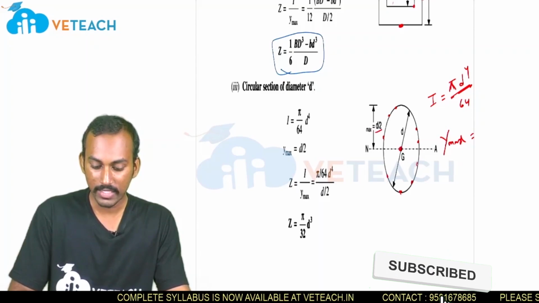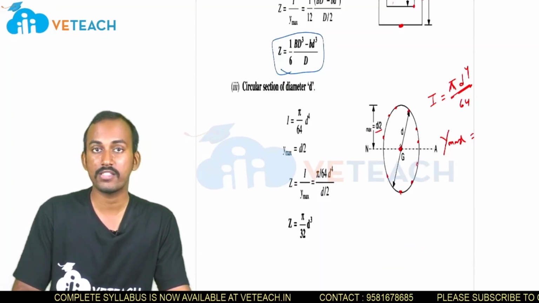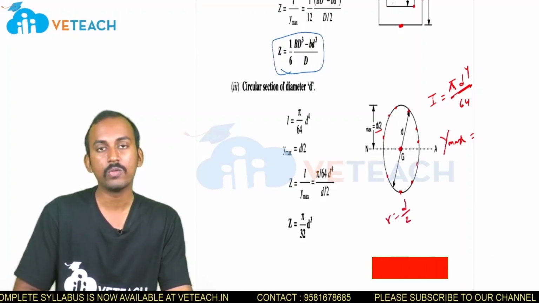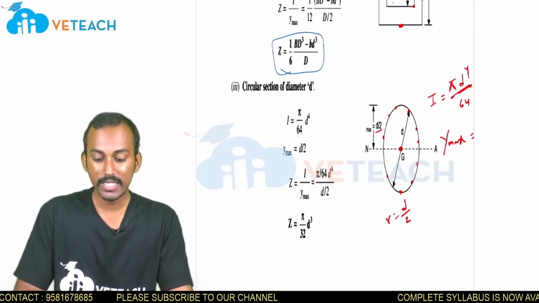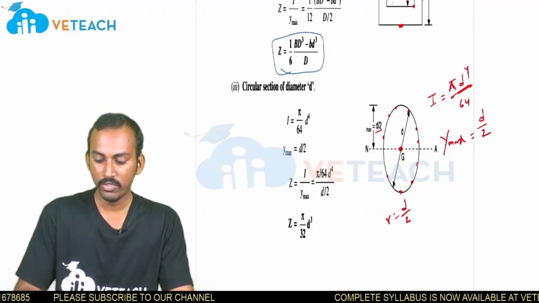So from the center to the outermost fiber, that is nothing but the radius of the circular section. So what is the radius of the circular section? r is equal to d by 2, diameter by 2. So this radius indicates from the center to the outermost fiber. So here y maximum is equal to d by 2.